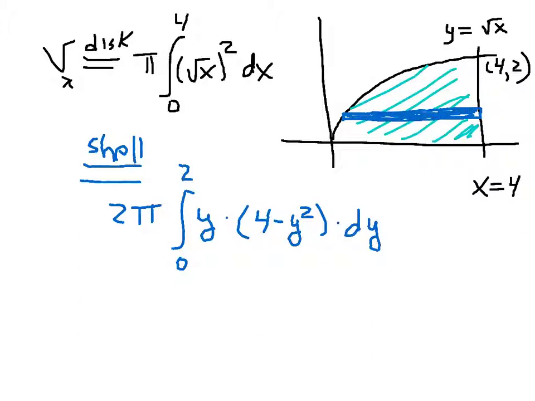That's my rectangle. This is my radius, which is y. This is my height, which is x minus y, or 4 minus y squared. And this is my little bit of thickness, which is dy. And I'm integrating along the y-axis, so I'm going from y equals 0 up to y equals 2. Get it? Kind of putting things on our head there.